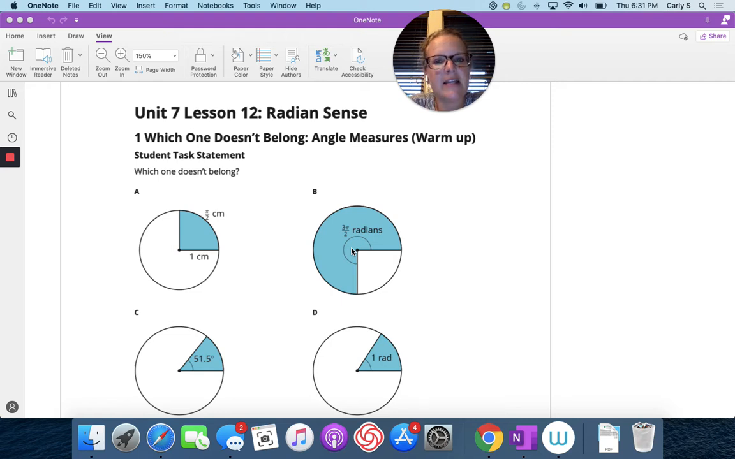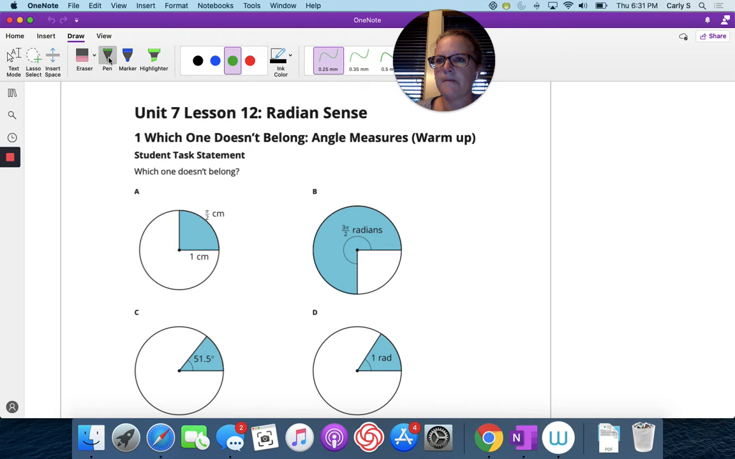So we talked about radians in lesson 11 and learned what they are, which is a ratio between the arc length and the radius. So the central angle measured in radians is the ratio between the arc length and the radius.